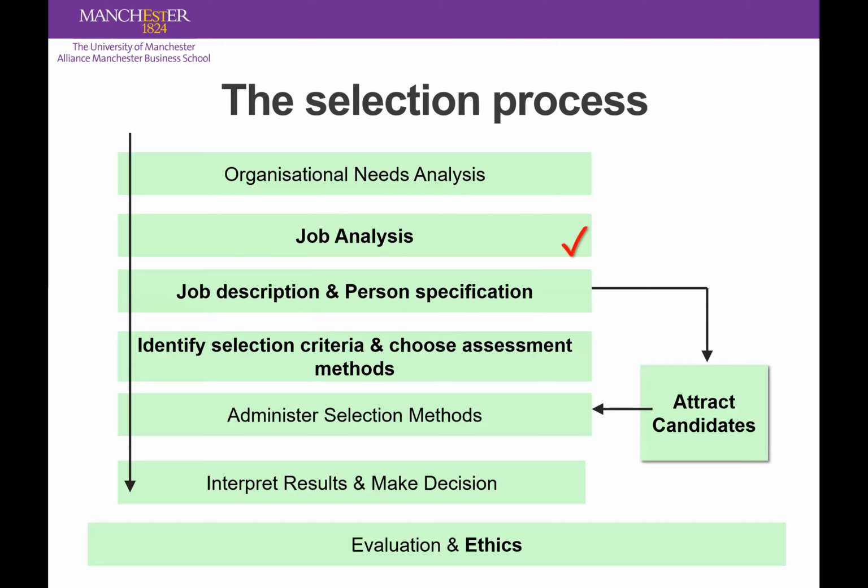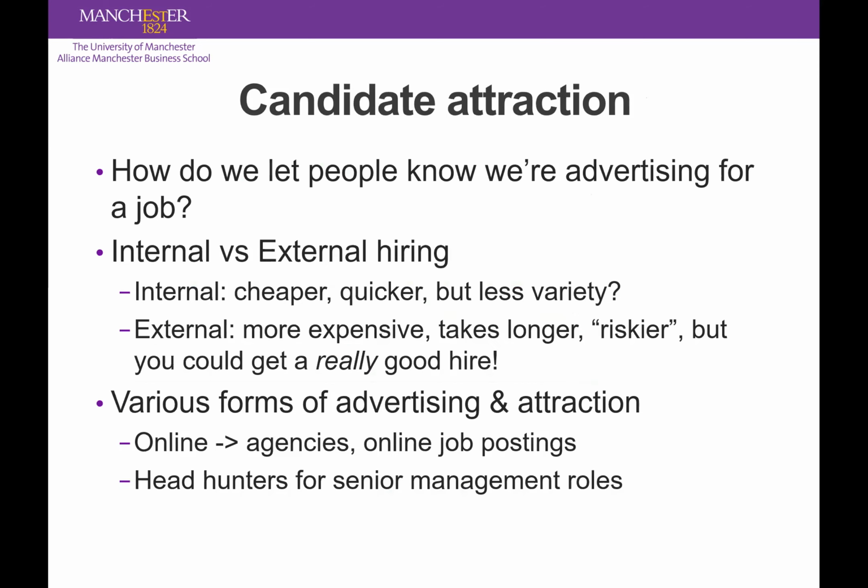So far, we covered different parts of the selection process, including the job analysis, the job description and person specification, and we also discussed different assessment methods. But the next step is, how should we attract the candidates to apply for the job? How do we let people know we are advertising for a job? Indeed, we can use both the procedures of internal versus external hiring.